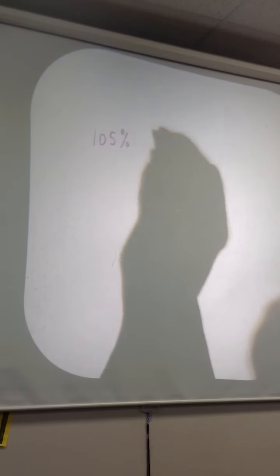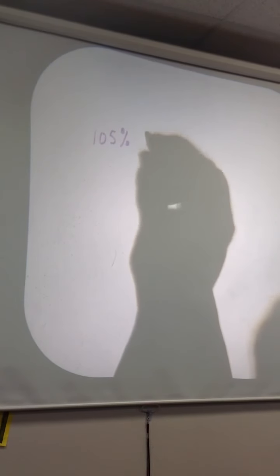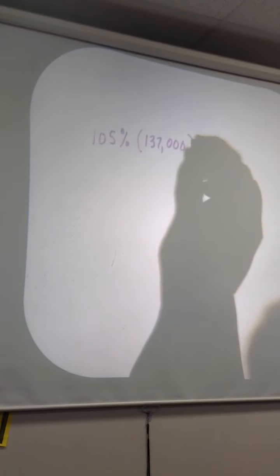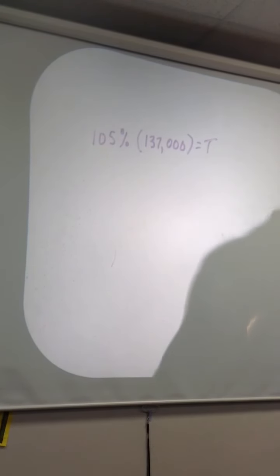The assessed value of a house today is 105% of what it was 2 years ago. If the house was valued at $137,000 2 years ago, what would the house be valued at today? Now look, there's the equation. The value of today is 105% of 2 years ago. And 2 years ago was 137,000. So that equals today. How would you do that?